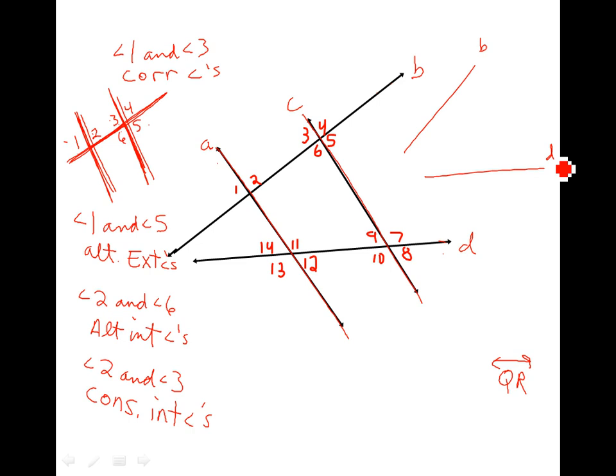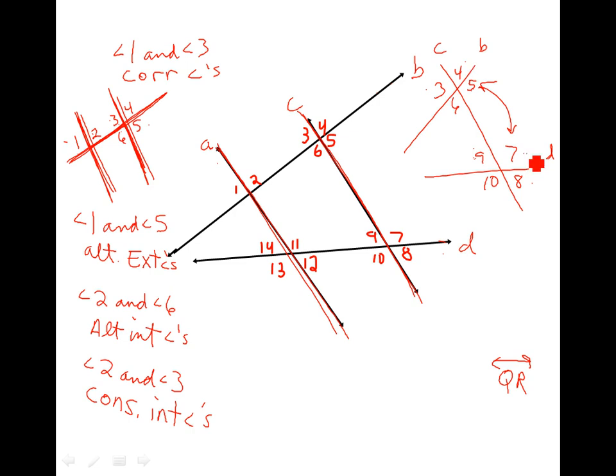Then use line B and line D, and you could either use A as a transversal or C as a transversal. If I pick C, so if I drew in C up here, then you'd have 3, 4, 5, 6, 7, 8, 9, 10, and then you could go about picking special pairs of angles from that, like 5 and 7 here are consecutive interior angles. Angles 9 and 5 are alternate interior angles. Angle 3 and angle 8 are alternate exterior angles. Angle 4 and angle 7 are corresponding angles.